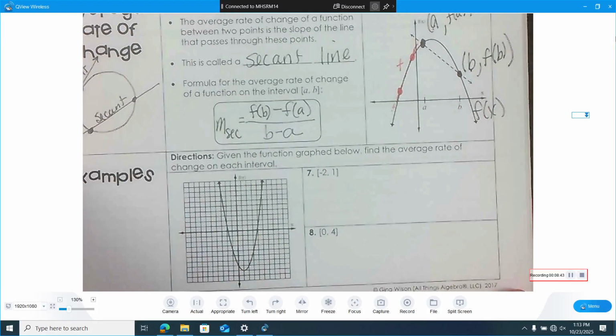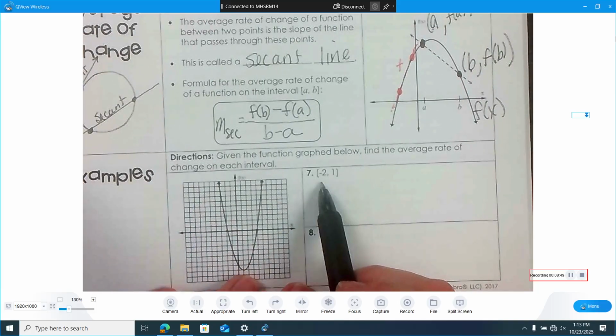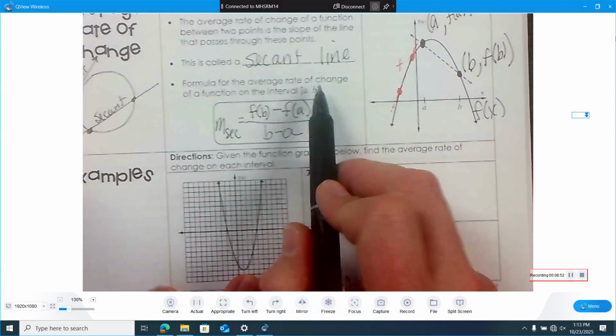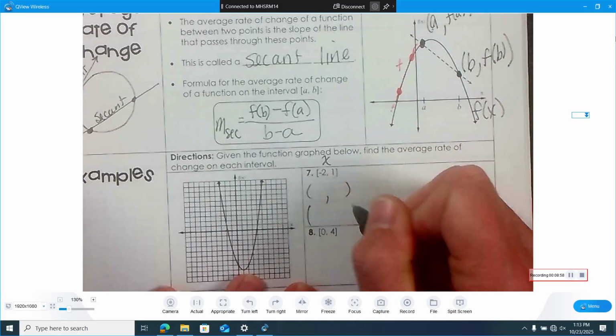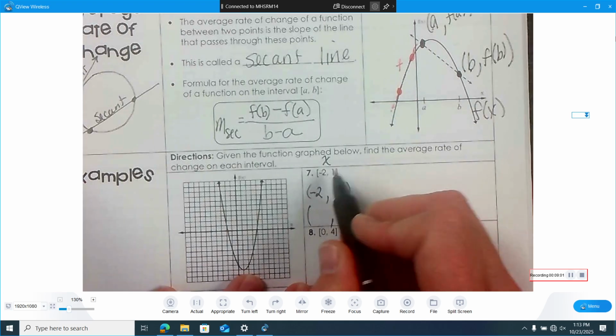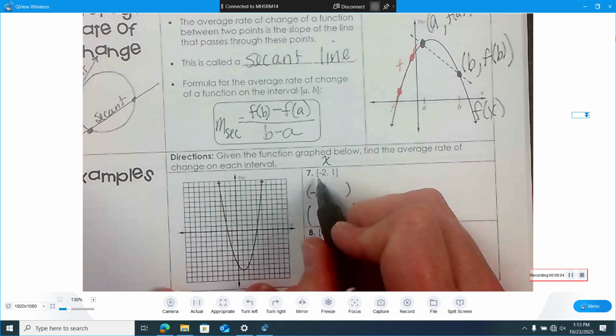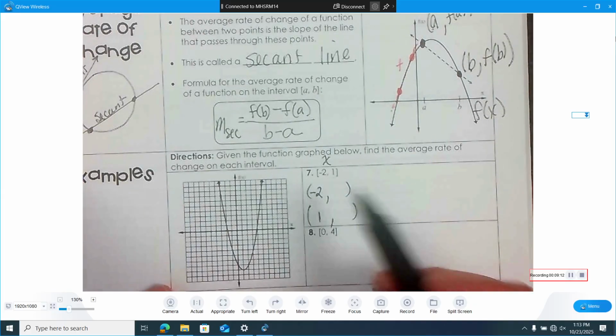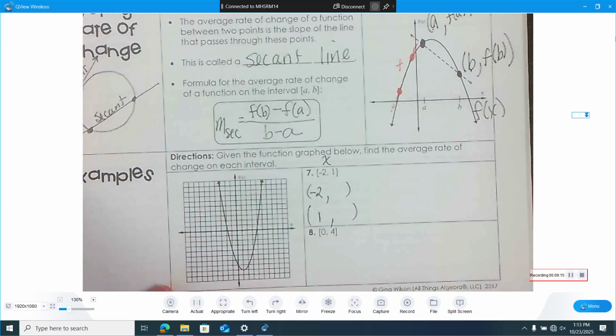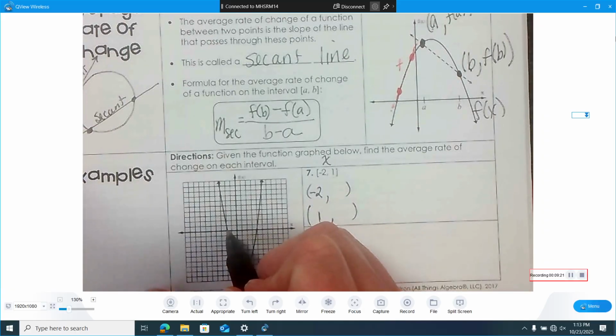So let's look at these examples here. Given the function graph below, find the average rate of change on the interval. This is an x interval, just like here, the interval from a to b on the x-axis. So what they've given me here is an x value of -2, so we're starting at -2, and we want to end at 1 on the x-axis. So these are just x values that they're giving us. How do I figure out the y value? Yeah, look them up. So here we go to -2 on our x-axis right there, and the function is right there, there's the point right there.